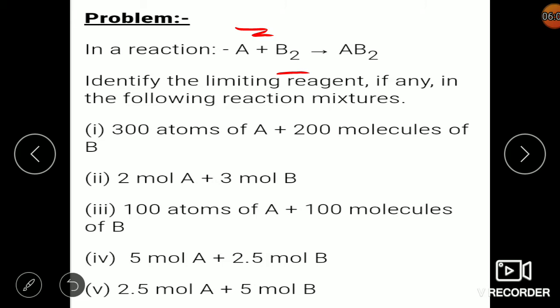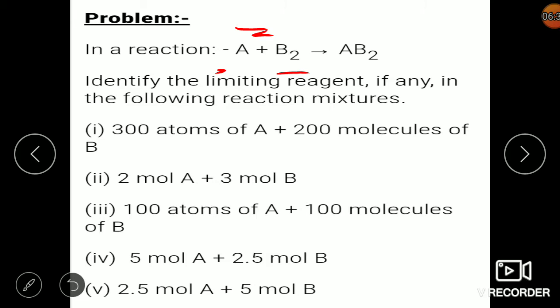First, they mentioned 300 atoms of A plus 200 molecules of B. If the mixture is like that, which one will be the limiting reagent? Now you see here, 1 mole of A reacts with 1 mole of B. Here nothing means 1, the coefficient is 1. So 1 mole of A reacts with 1 mole of B2 molecule to form 1 mole of AB2 molecule as product. The ratio is 1:1, though atom and molecule, but the mole is the same.